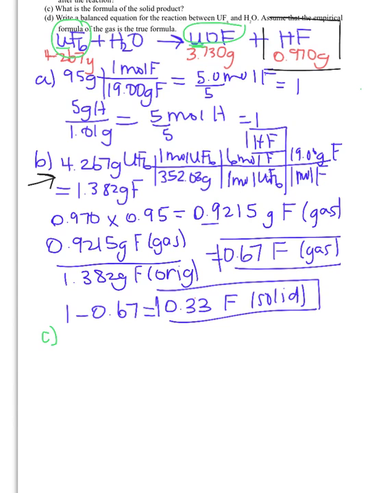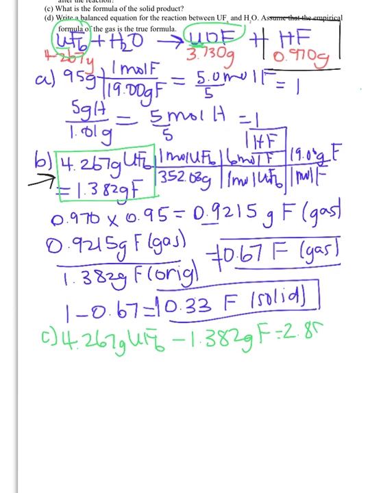I know that of the 4.267 grams of UF6, 1.382 grams of that is fluorine. So let's use that information and find the remaining balance. If I subtract 1.382 grams of fluorine from 4.267 grams of UF6, the remaining balance is going to give me grams of uranium. I got 2.885 grams of uranium.